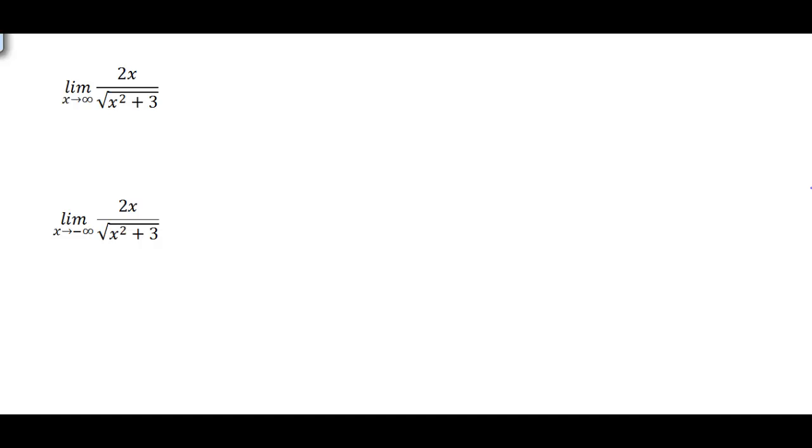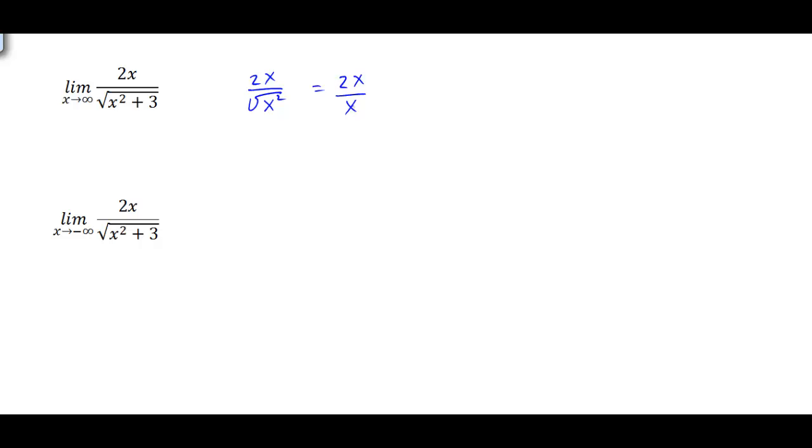Okay, this example is a little bit different. We have a square root in the denominator. So we have 2x over the square root of x squared plus 3. And one way we can think about this is, again, in the scheme of things, x going to infinity, this plus 3 on the bottom really is not going to change the problem that much. So if we think about ignoring the plus 3, we could think of this as being 2x over the square root of x squared.